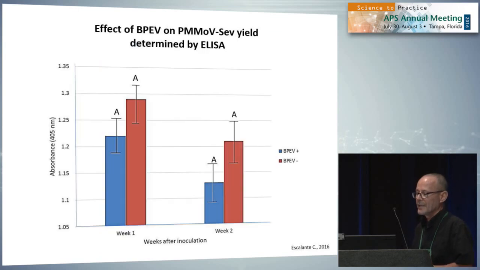Okay, Cesar Escalante is a new student in my lab, and he is conducting more comparative studies. He began doing many ELISAs. Here is just some of the results. And again, it appears that the presence of the endornavirus suppresses pepper mild mottle virus, although this is not statistically significant, as you can see there.